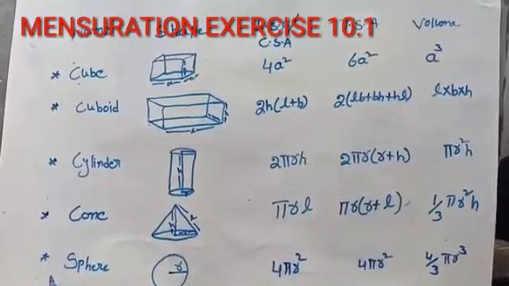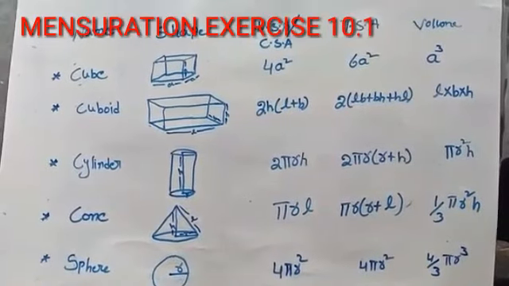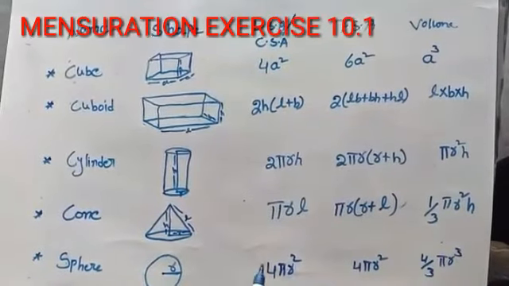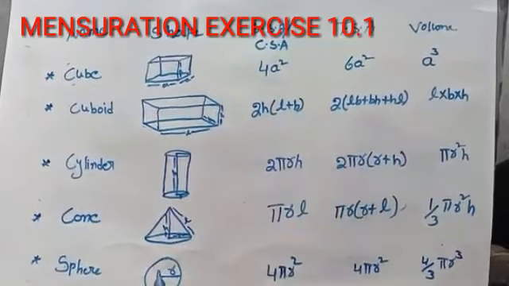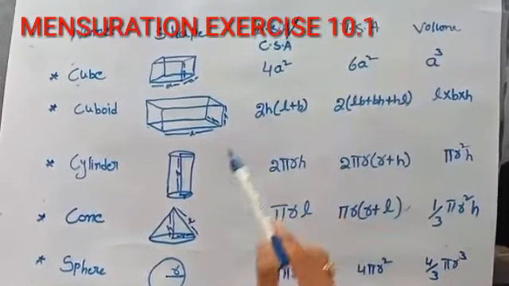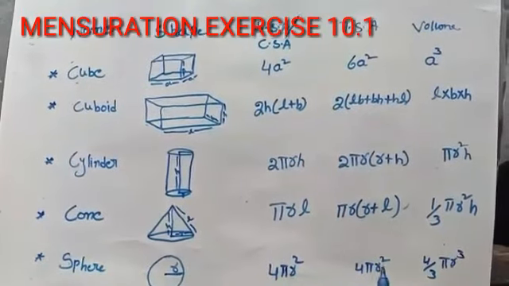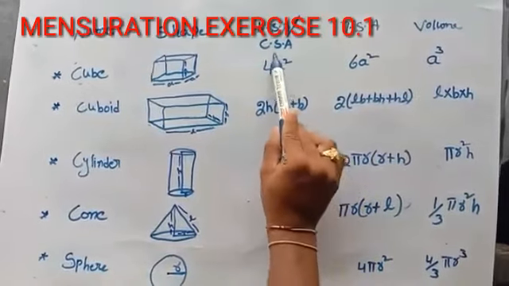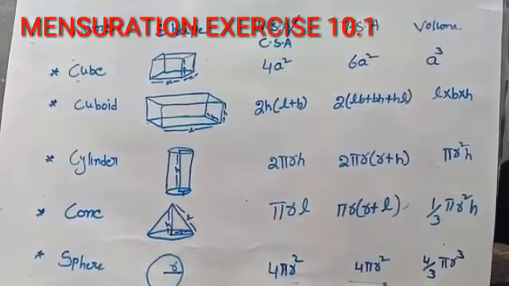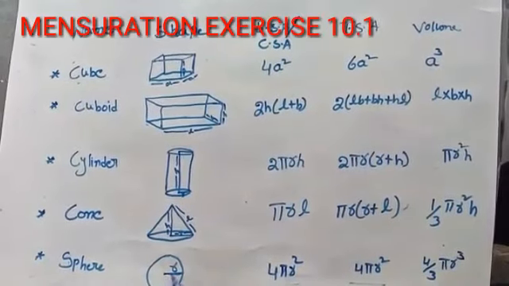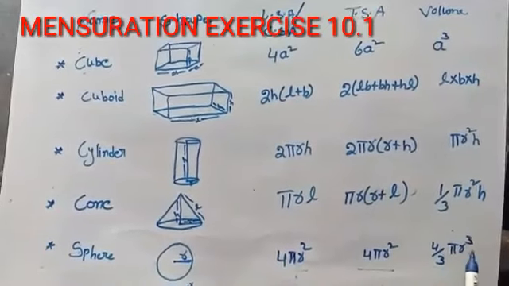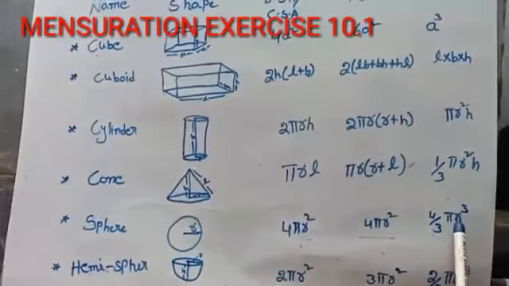Next one, sphere. The shape of sphere is in the given diagram. This is the radius r and lateral surface area of the sphere is equal to 4 pi r square and total surface area of the sphere is equal to 4 pi r square. Here both lateral and total surface area are equal, 4 pi r square. Next, volume of sphere is equal to 4 by 3 pi r cube.